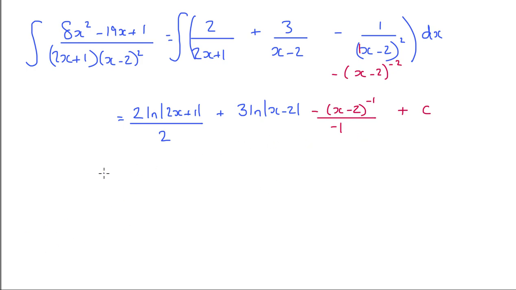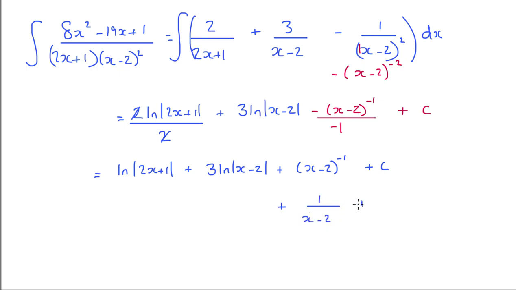So they've all been integrated now, we just need to tidy this up. The 2's are going to cancel, so that's going to be the natural log of 2x plus 1 plus 3 lots of the natural log of x minus 2. These 1's are going to cancel, so we're going to have plus (x minus 2) to the power of minus 1 plus c, which we could write as 1 over x take 2.